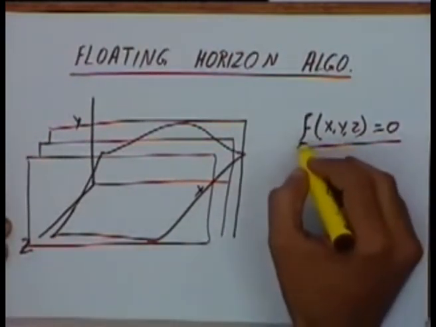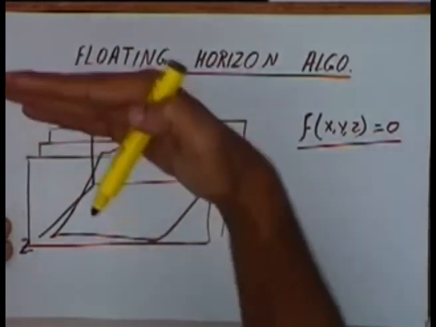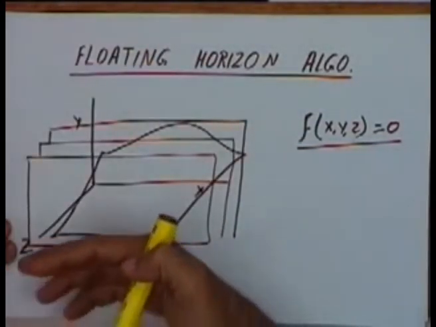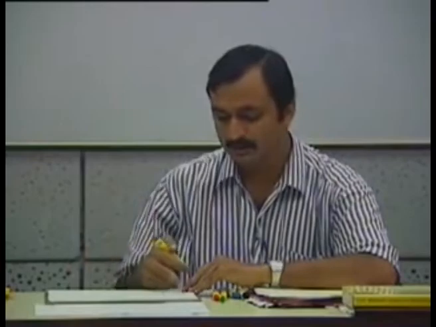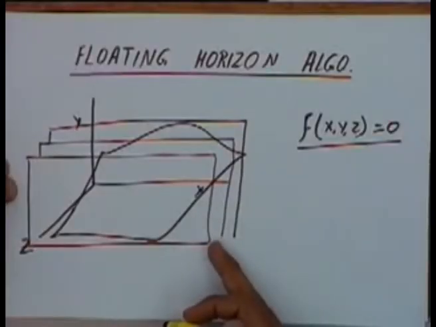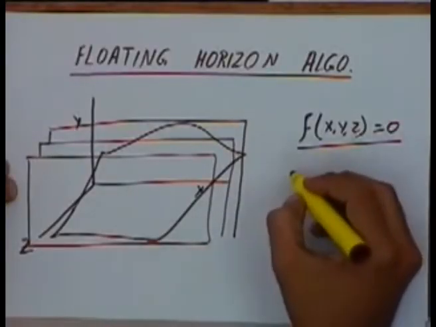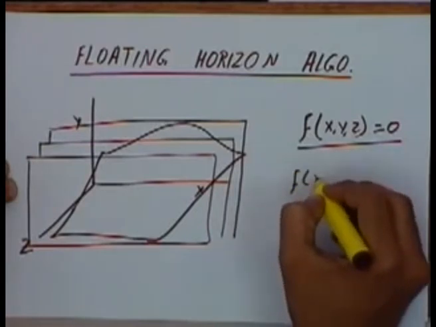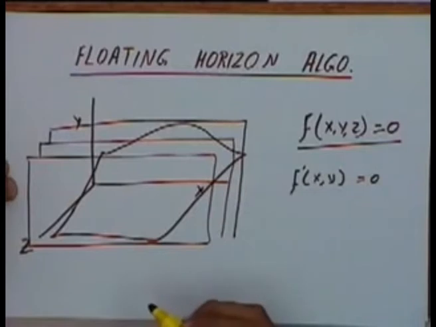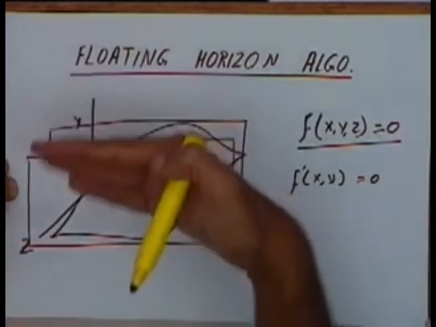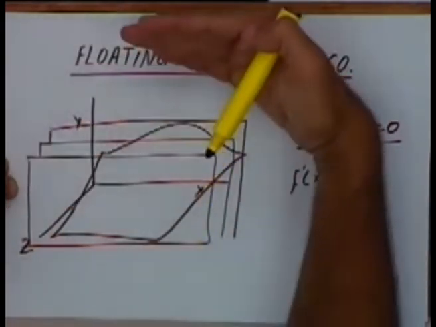Okay, so if I take the intersection with the z equal to constant plane, I'll get a curve. This is one surface and I have a vertical plane. The intersection of this surface with this plane is going to give me a curve. That curve will be of the form, let's say, f of x y equals 0. This way we will get a set of successive curves, one behind another.